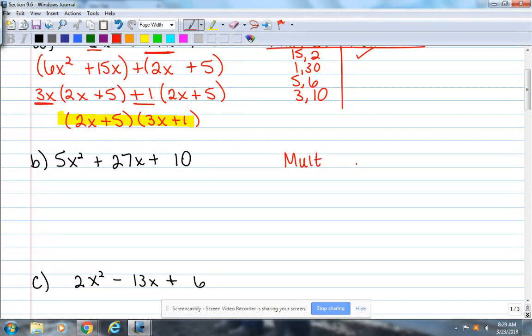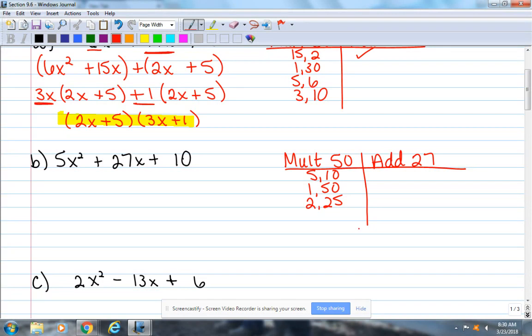5 times 10 is 50, and that add to get 27. So everything is positive again. That makes life a little bit easier. So what are some things that multiply to get 50? 5 times 10. 1 times 50. 2 times 25. Do any of those add to get 27?